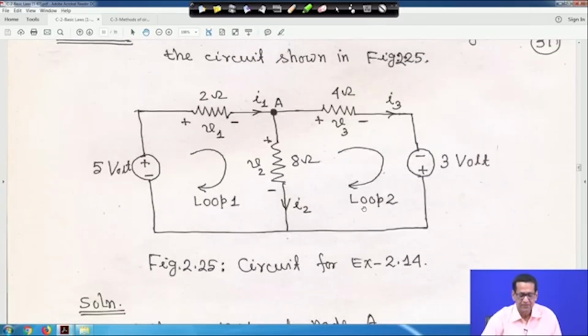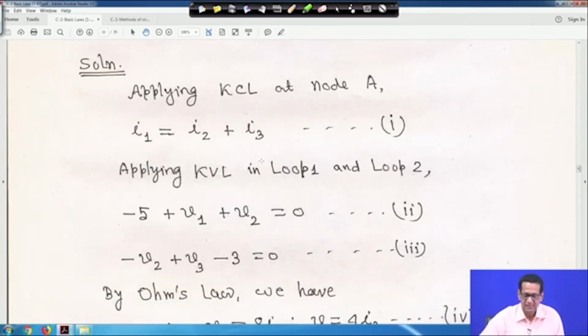Now, you apply KVL in loop 1. First you encounter the minus terminal of the 5 volt DC source, so it will be minus 5. Then moving clockwise you encounter the plus terminal, so plus V1, and again plus V2. So minus 5 plus V1 plus V2 is equal to 0. This is loop 1.